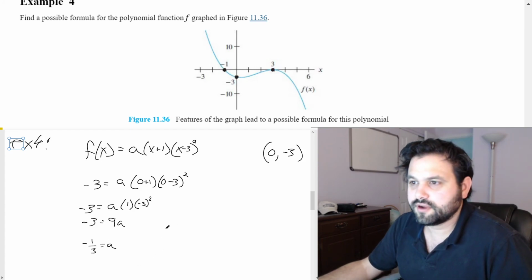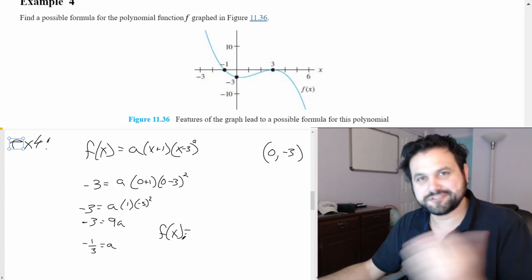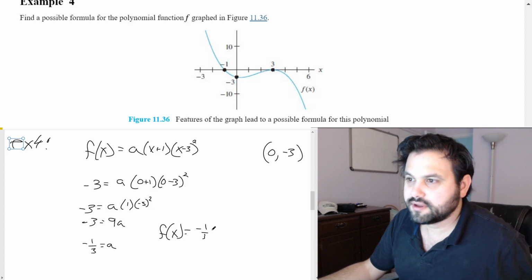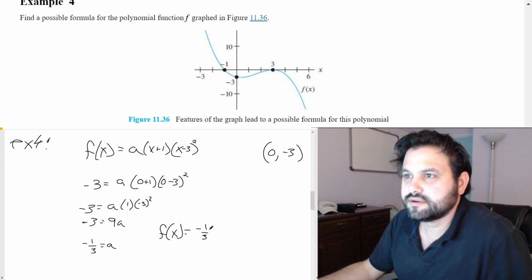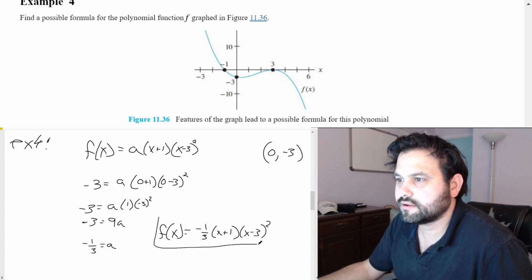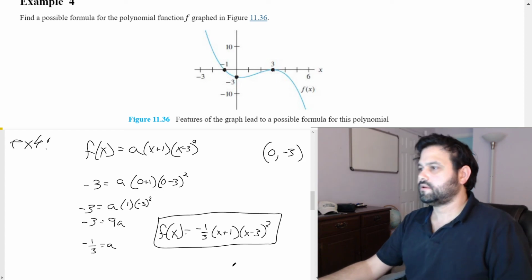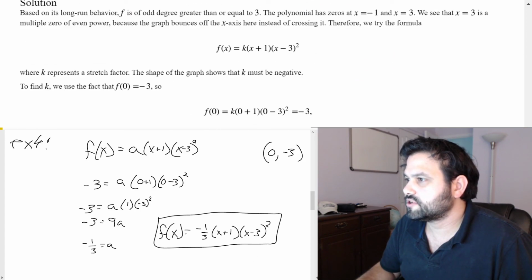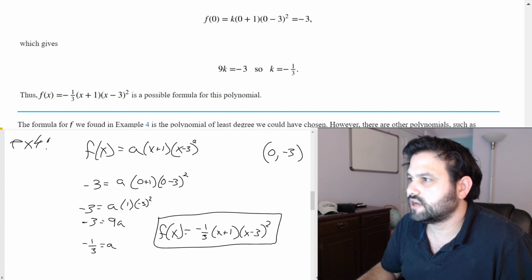And so now we write f of x. Don't forget this last part. Don't just stop after finding a. Make sure you write the actual function. So -1/3, that's a 3, times (x plus 1)(x minus 3) squared. Okay. And the book as well kind of walks through that process.